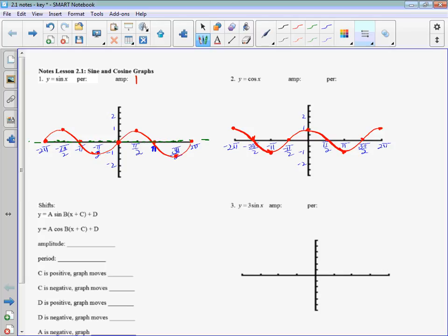Then PER, that stands for period. These graphs repeat themselves over and over and over. We want to know how long it takes for it to repeat itself. So if I start at 0, would you agree that it's going to start repeating here at 2 pi? Okay. So it takes from there to there to get one full cycle of the graph in. So how far is that? 2 pi. Yeah. So the period for your parent graph is 2 pi.